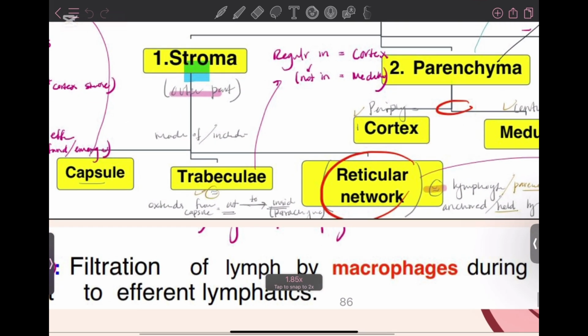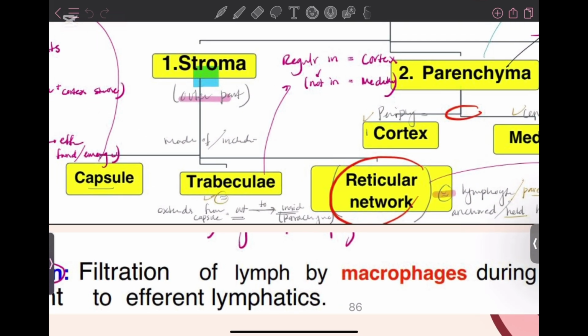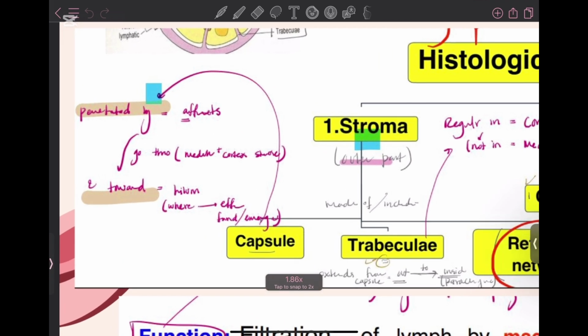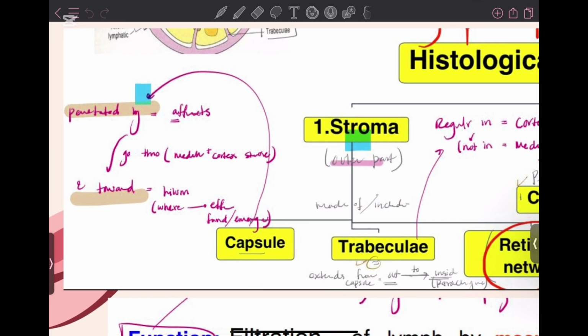What's the trabecula exactly? It's like an extension from the outside to the inside of the parenchyma, or like throughout the capsule. Next, we have the parenchyma. Of course we know the medulla and the cortex, very easy and short. What you need to know is that when you visualize the lymph node, it's going to be penetrated by the afferent.